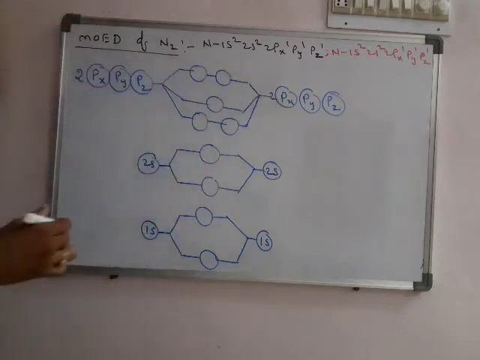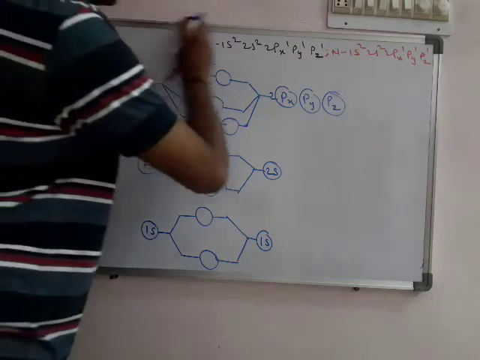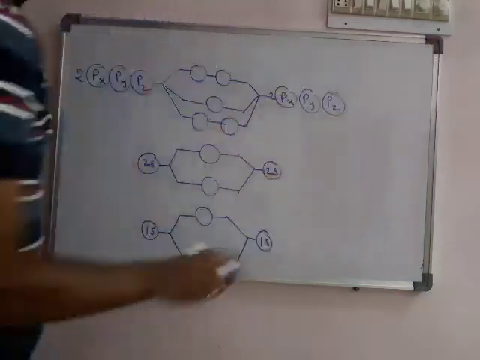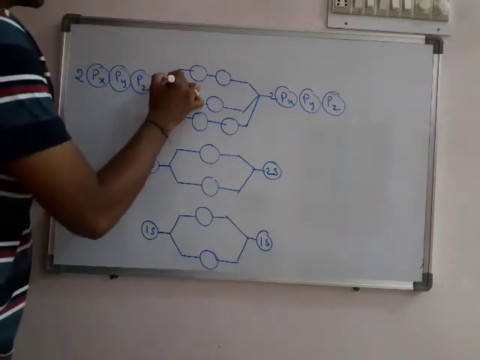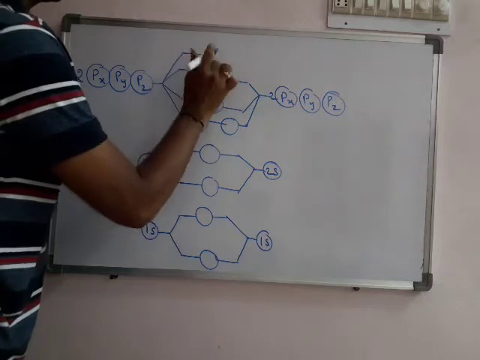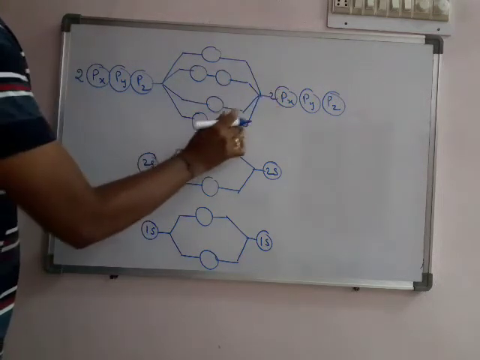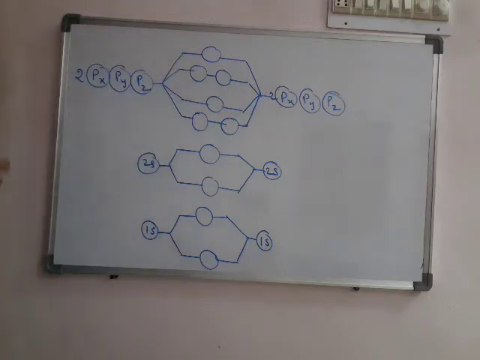So this is pi star 2py, pi star 2pz. I am removing this. So at last we know sigma star 2px. So these are the 6 molecular orbitals. In these 6 molecular orbitals, for the filling of electrons, first we give the names.